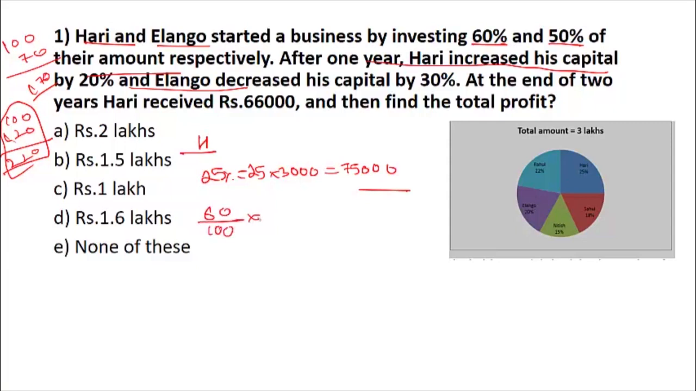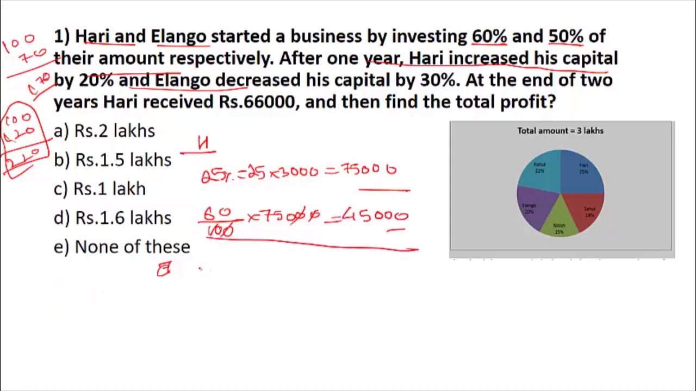If you divide it, you will get the zeros here. 75 into 6, let us see what we will get. 75 into 6 will be 450, so 45,000 is your investment.